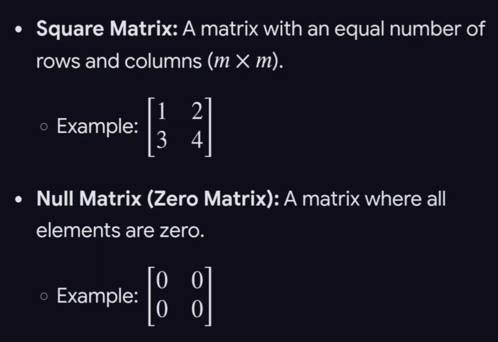The next type, square matrix, has an equal number of rows and columns: 2 by 2, 3 by 3, 4 by 4, etc. And hence n cross n is a better example of a square matrix. The next one is a null matrix or a zero matrix, where all the elements are 0. So for any matrix taken, all the elements in the given matrix stay 0.